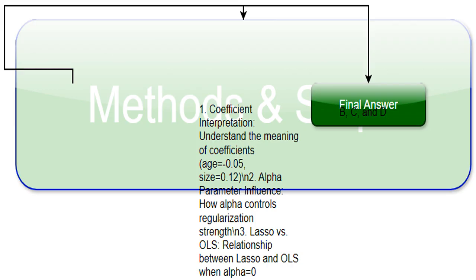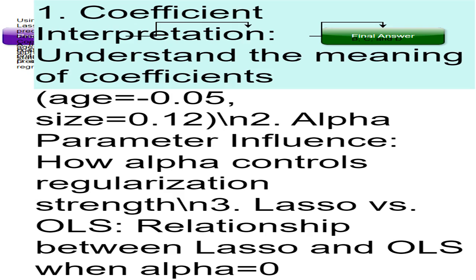Let's dive in. This section explains the process and the methods needed to solve the multiple choice quiz related to lasso regression. I'll guide you through this. I'll start by explaining what those numbers, -0.05 and 0.12, actually mean in terms of house price predictions. Let's break this down into bite-sized pieces.